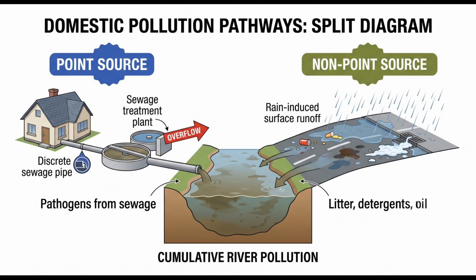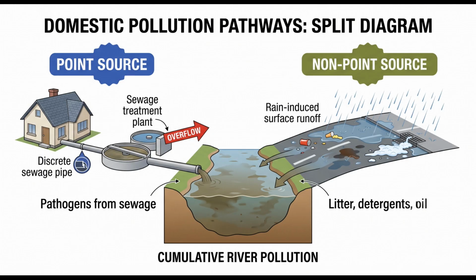The stormwater pathway is non-point source. During rain, water flowing across roads and car parks picks up oil, litter, food waste, detergents, and other pollutants, and carries them into drains and then into waterways. That comes from everywhere across the entire built environment. That is non-point source.